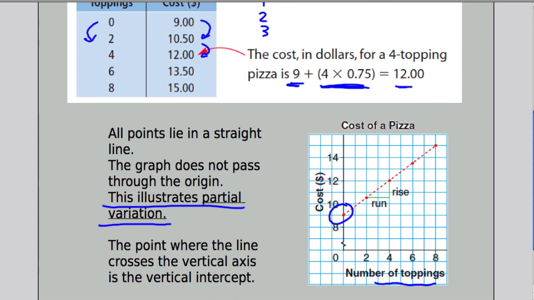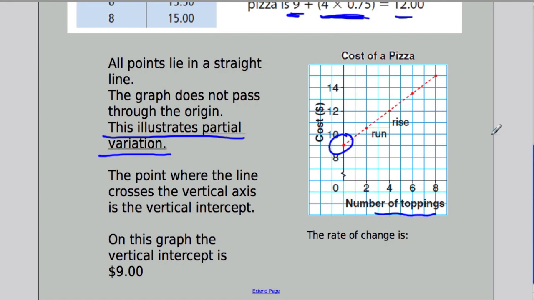It's also sometimes called the initial value. That's where the whole line starts. It starts at 9 and goes up from there. On the graph, the vertical intercept is 9, but what is the rate of change? So we were talking up above about the rate. We need a rate. So the rate, if it was 75 cents per topping, per 1 topping, then that would mean that the rate is 75 cents.